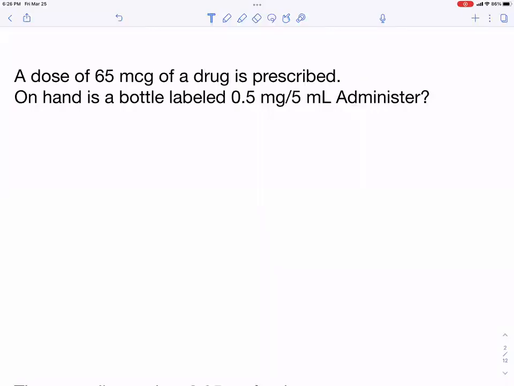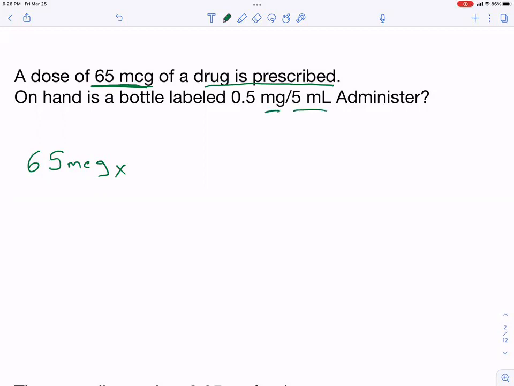So let's do another. How do we know it's a one factor? Because the specific order is one dose, one element to it. So one factor dimensional analysis, the first step, interpret your doctor's order. What is my order? What is the given quantity, the exact dose that the doctor ordered? And in this case, a dose of 65 micrograms was ordered. And it says was prescribed. So prescribed and ordered mean the same thing. On hand is a bottle, the label reads, there's 0.5 milligrams in 5 milliliters.